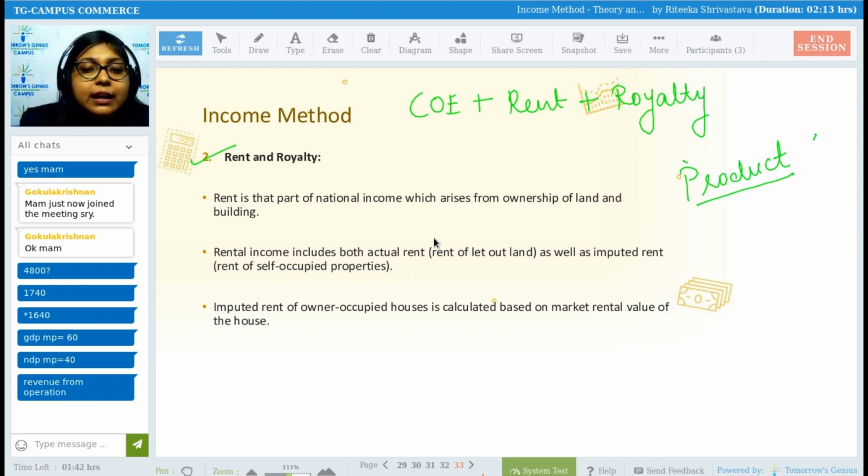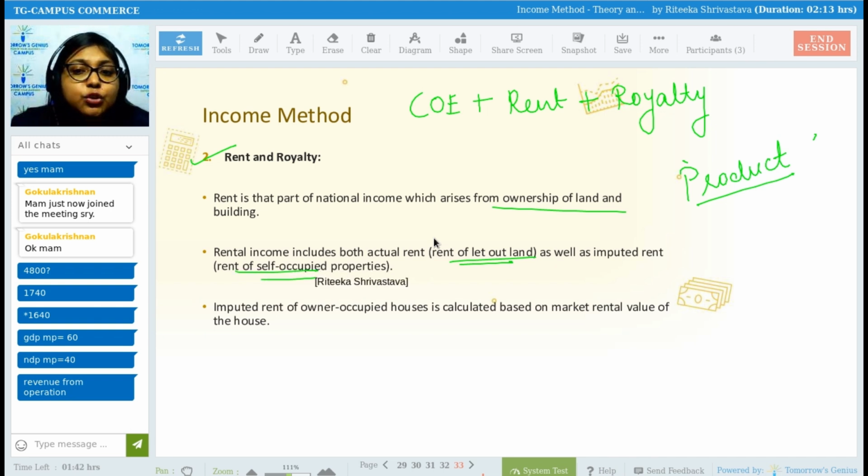What is rent? So rent is the part of national income which arises from ownership of land and building. If you have ownership of land and building and you are providing your land or building to somebody else for using for their business, then in that case you will be receiving rent. So rental income includes both actual rent as well as imputed rent. Actual rent means rent of let out land, and imputed rent means rent of self-occupied property.